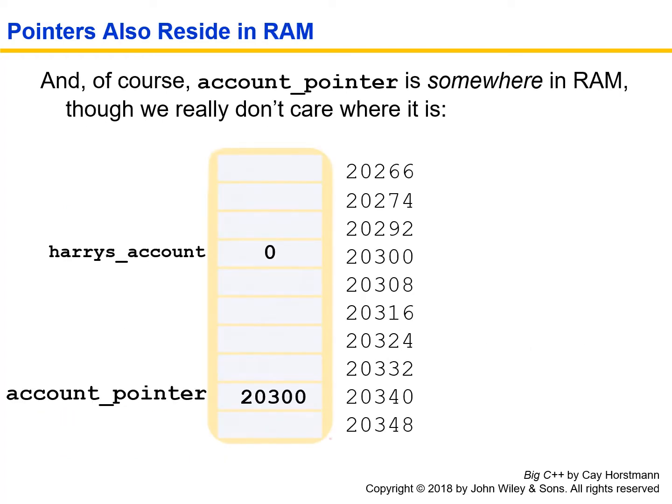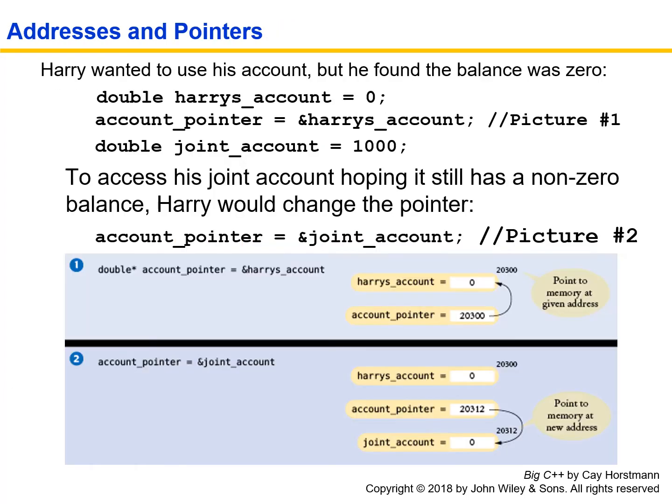So account pointer now holds the value 20300, which points handily to where Harry's account is in memory. Now, Harry wants to use his account, but he finds out that the balance is 0. So he's going to change his account pointer to point to his joint account by using the statement account pointer equals ampersand joint account. And we would read that as account pointer equals address of joint account.